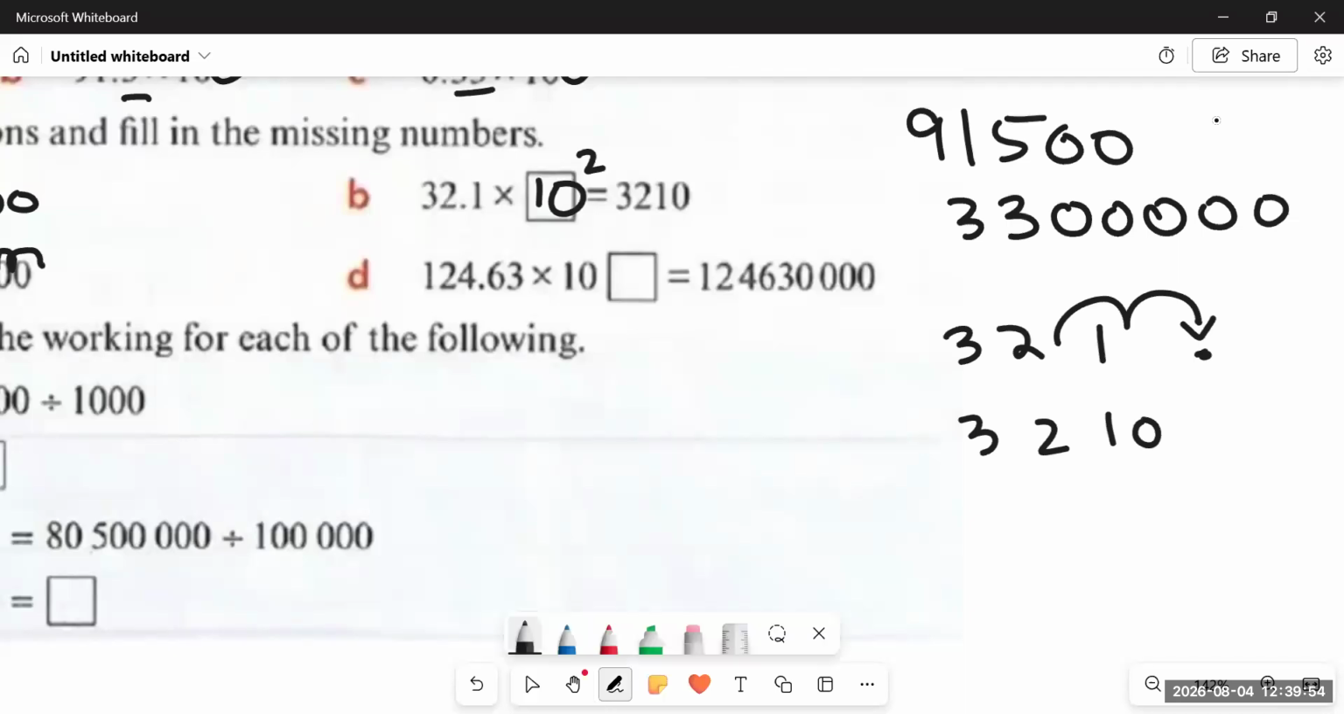So let's write it down here, 124.63. Okay, here's the decimal. And then how many digits are there after the decimal? 1, 2, 3, 4, 5, 6. There are 6, so it will be 10 power 6. Because when we multiply 124.63 with 10 power 6, the decimal will move 6 places forward. And you can see here we have 6 places. 1, 2, 3, 4, 5, 6. After 4.